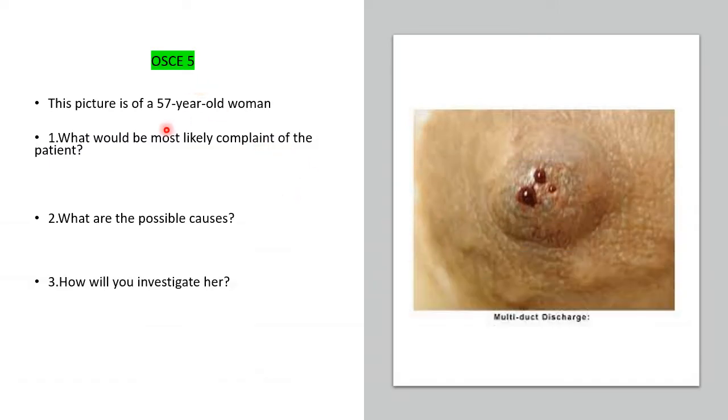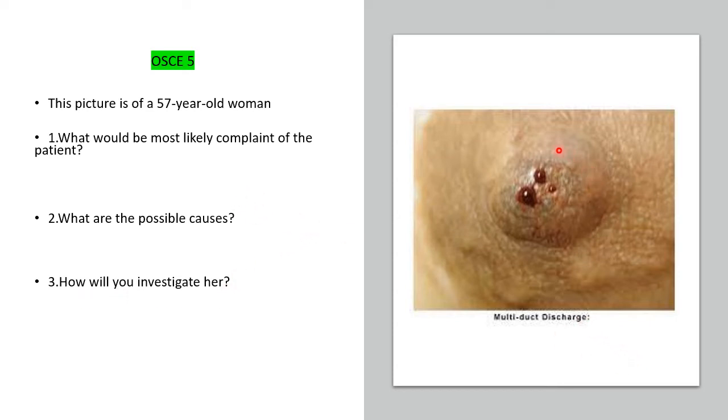OSCE number 5. This picture is of a 57-year-old woman. What would be the most likely complaint of this patient? What is the possible cause? And how will you investigate her?